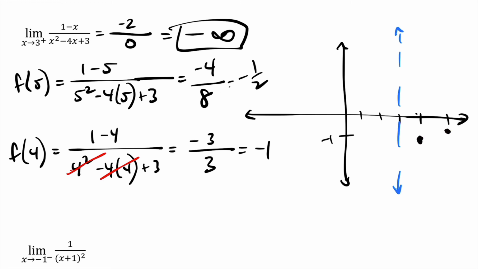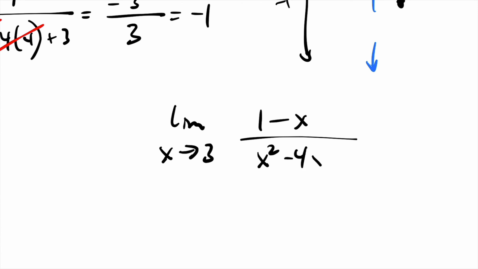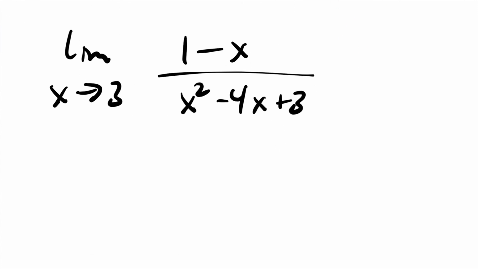Okay. Let me ask you a question here. What is the answer to this, before we go on to the next one? The limit as x approaches 3 for 1 minus x squared minus 4x plus 3. What is the answer to that question there? Because sometimes we forget. This is what we did last week. DNE. This one is DNE. Why? Because there's a vertical asymptote. And if there's a vertical asymptote there, it's going to be DNE.